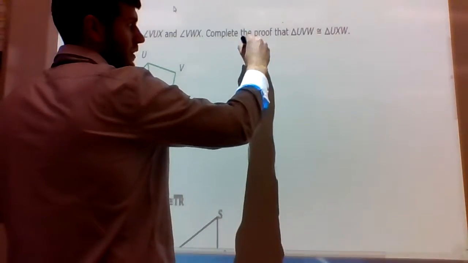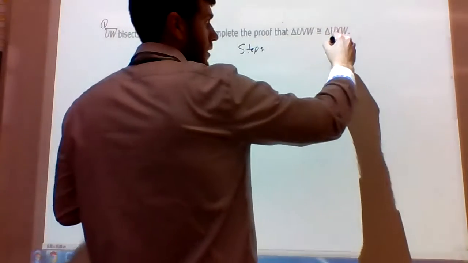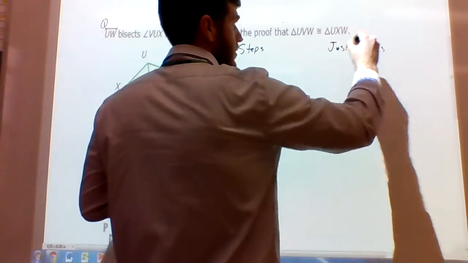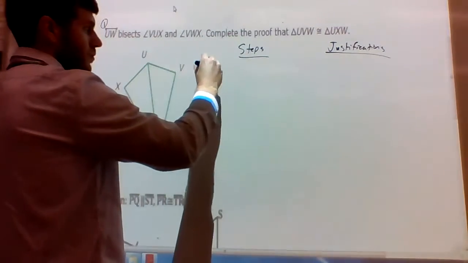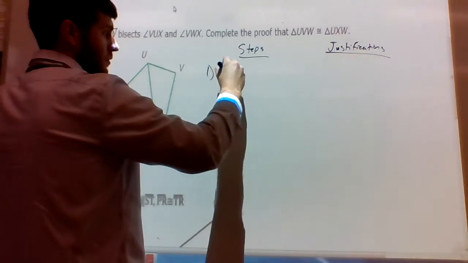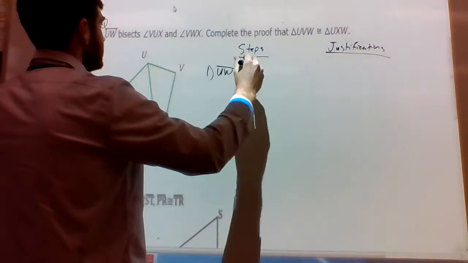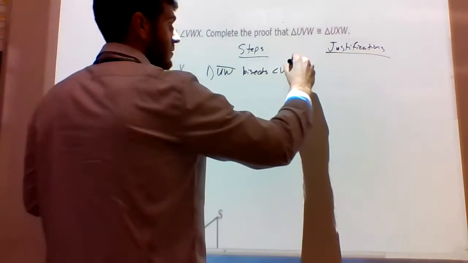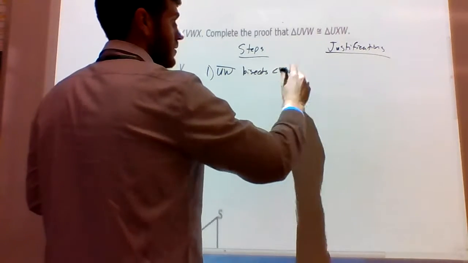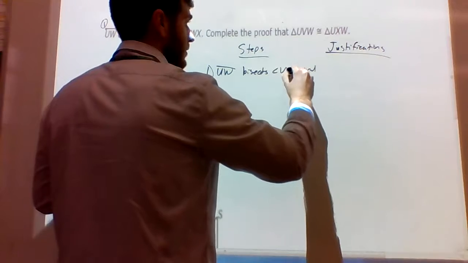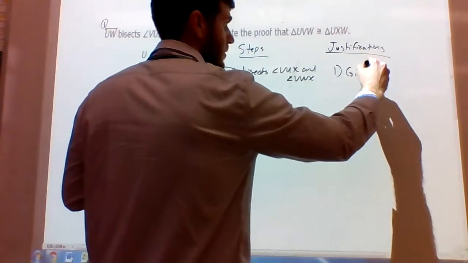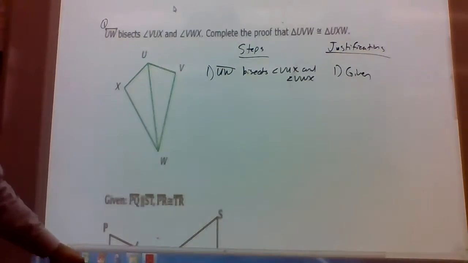So we have steps, reasons or justifications. Okay, so one given, UW bisects angle VUX and angle VWX. That is given. Okay, so that's our first step in the process, write the givens.